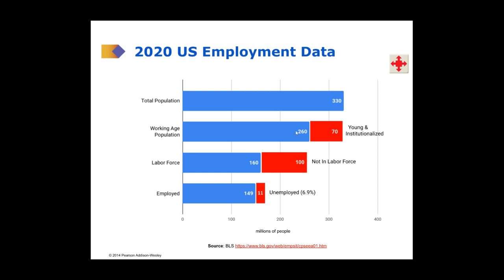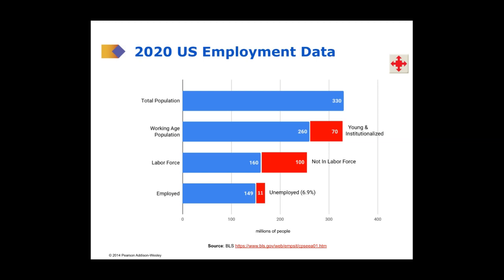We then divide the working age population into the labor force and the non-labor force. So 160 million of the 260 million that are in the working age population are in the labor force. 100 million people are not in the labor force, which means they're not working and they are not unemployed. They haven't looked for work in the last 4 weeks. Of the 160 million that are in the labor force, 149 million are employed, 11 million are unemployed. So when we calculate the unemployment rate, we divide 11 into 160 and we come up with 6.9%.